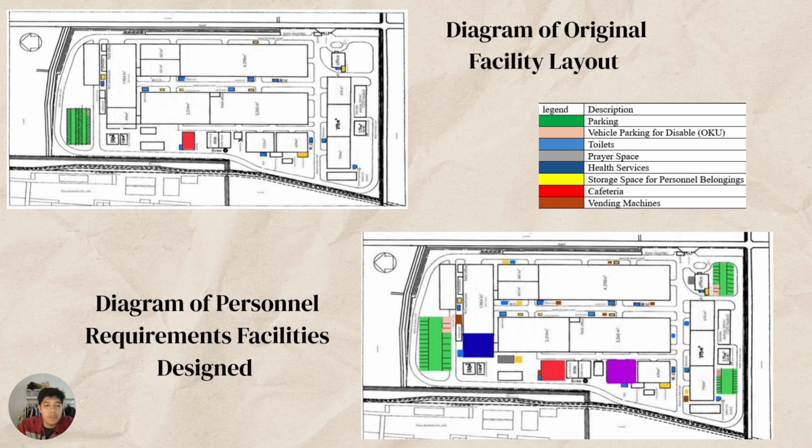at one time. Lastly, we increased the number of storage spaces for personal belongings like bags, helmets, and lab coats, making it more convenient for all employees. These changes are aimed at creating a more comfortable, efficient, and supportive working environment for everyone in the factory.